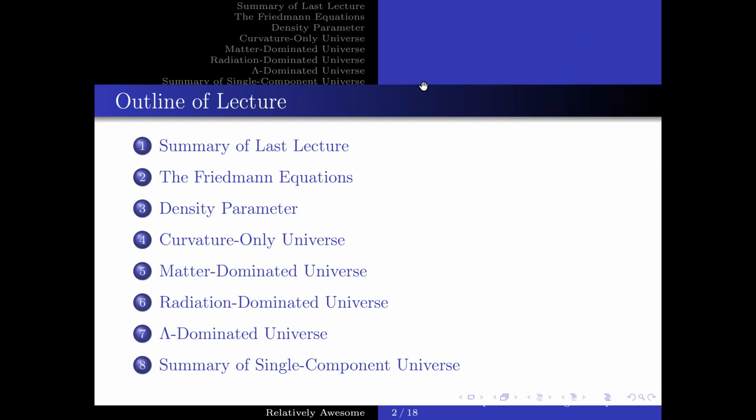First, we will summarize what we have done in the last lecture. Then, we will proceed to derive the Friedmann equations. Next, we will write the Friedmann equations in terms of the density parameters. Afterwards, we will explore 4 types of single component universes. And finally, we will summarize the 4 types of single component universes using some plots.